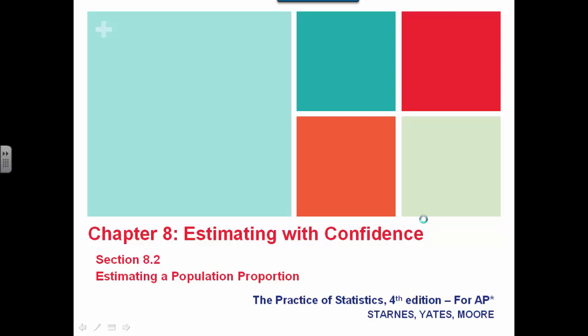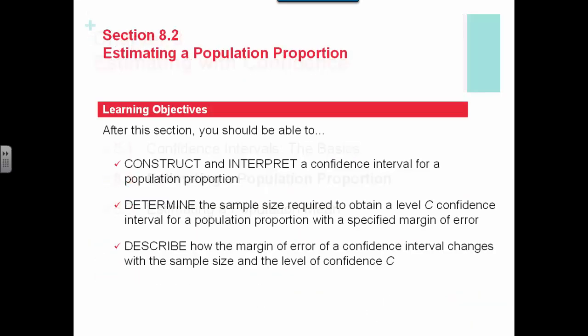Our next lesson is on estimating with confidence, estimating a population proportion. In this section, we'll look at constructing and interpreting a confidence interval for a population proportion, determining the sample size required to obtain a level C confidence interval, and describing how the margin of error changes with sample size and level of confidence C.